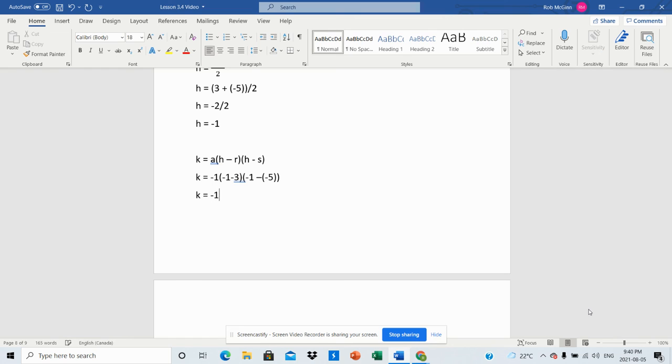So minus 1 times minus 1 minus 3 is minus 4. Minus 1 minus minus 5 is positive 4. So negative 1 times negative 4 is going to be positive 4 times positive 4. K is going to be 16. So our vertex, which we now have, is at negative 1, 16.